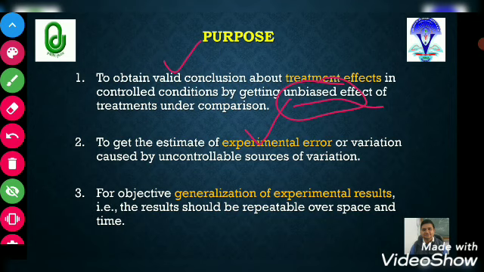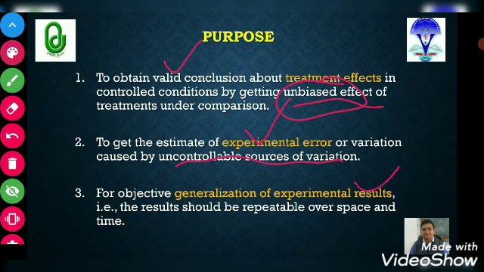Okay, to get the estimate of experimental error, or variation caused by uncontrolled sources of variation. I will be discussing these uncontrolled sources of variation later, when I discuss the principles of design of experiment. Another purpose is objective generalization of experimental results.